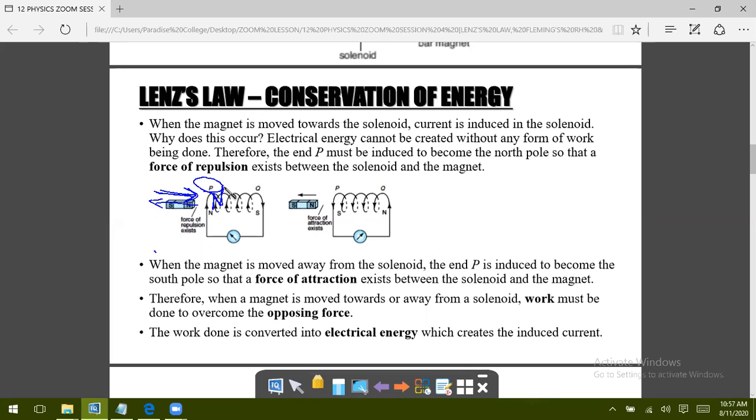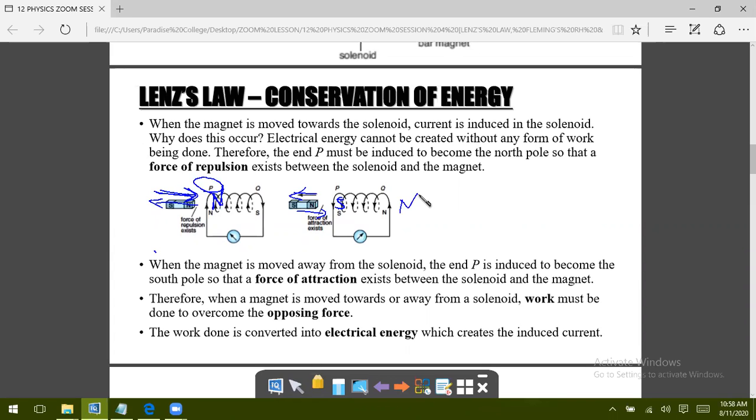This time the North pole is being pulled away. The second case here, North pole is pulled away. Once the North pole is pulled away, this end has to tend to South pole to attract, to pull back the North pole. Remember, unlike poles attract each other. So this will have to change to the South pole, which means that this becomes a North pole.